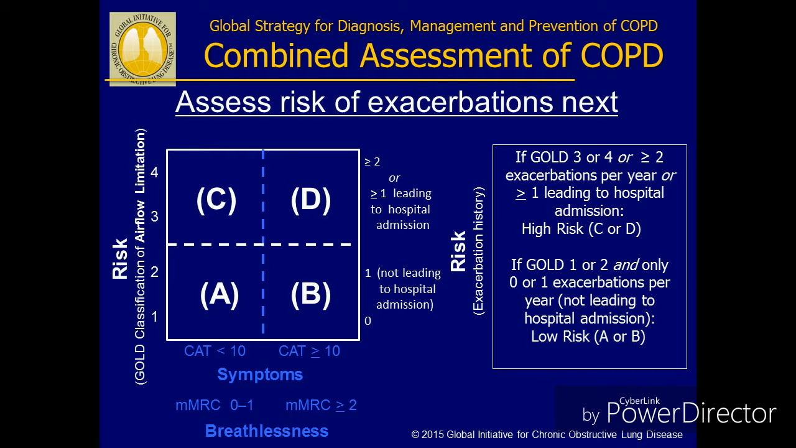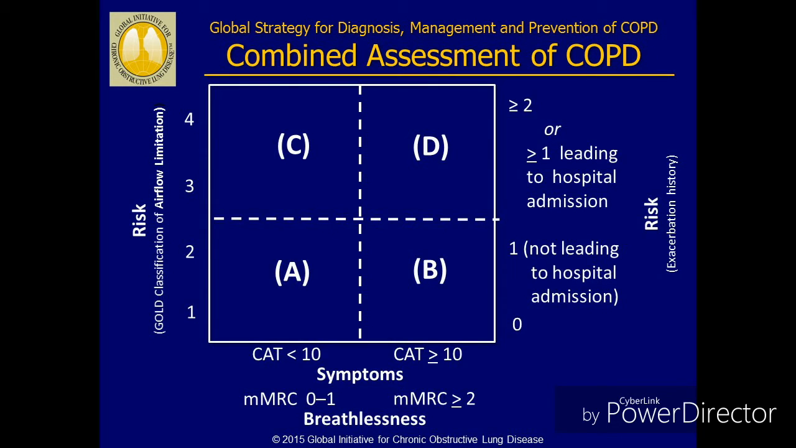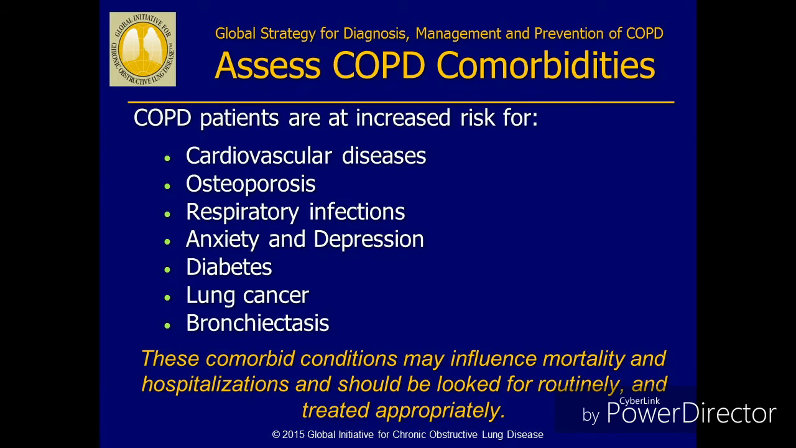The other parameter that you add is the hospital admission history. After this, you have to assess what other COPD comorbidities are there in the patient, whether the patient has any cardiovascular disease, osteoporosis, diabetes, lung cancer or bronchiectasis. Treatment of these comorbidities is equally important.